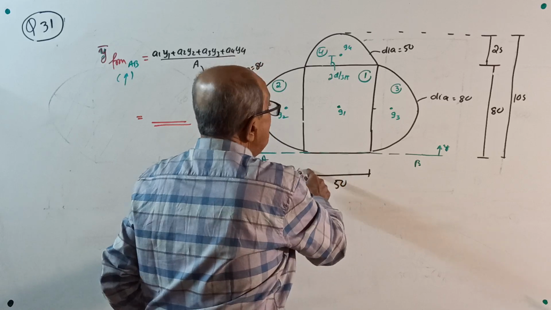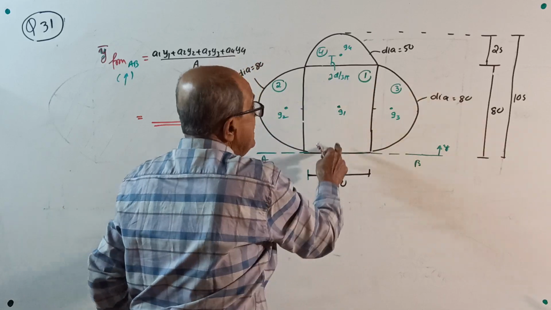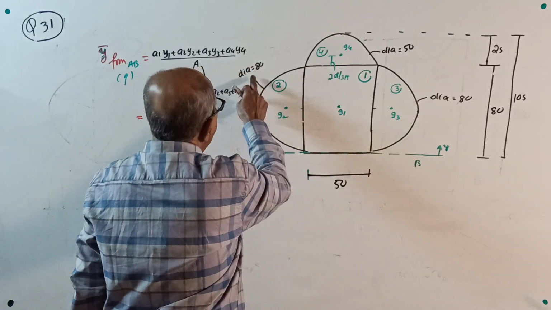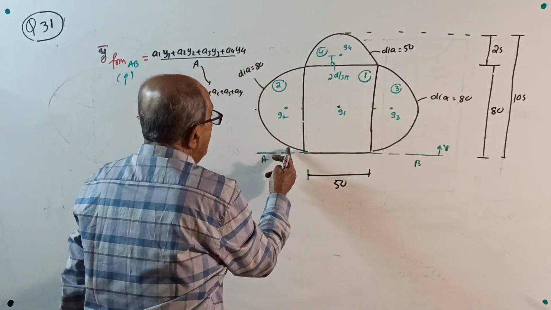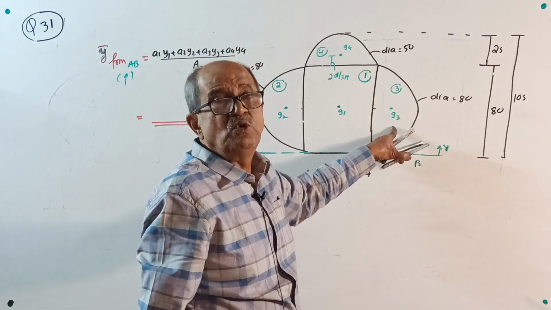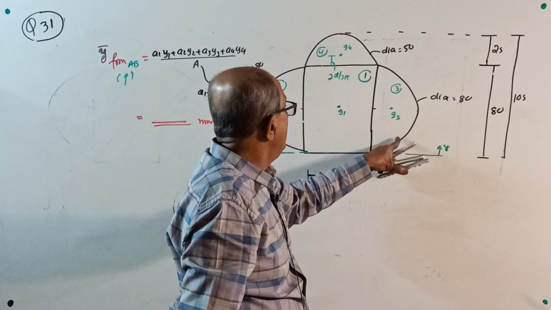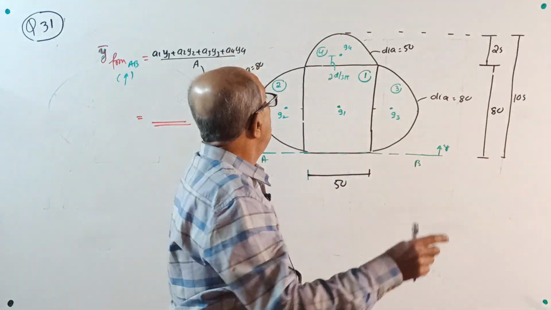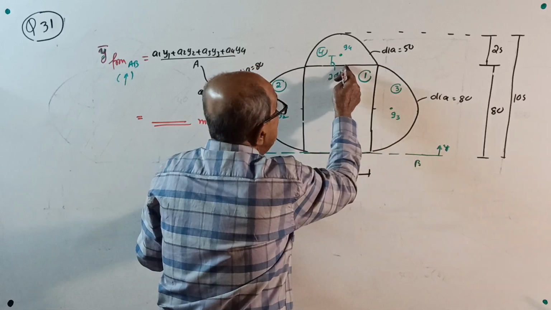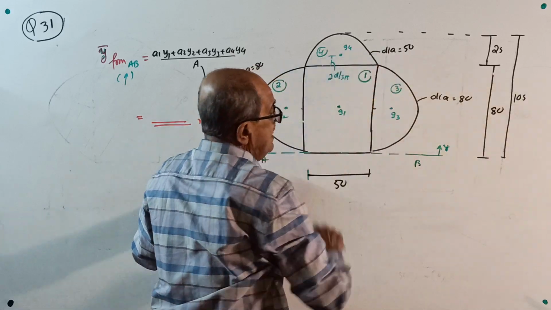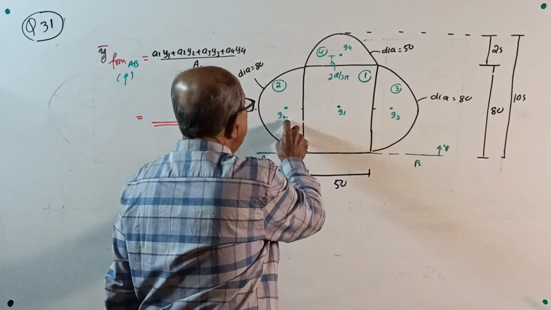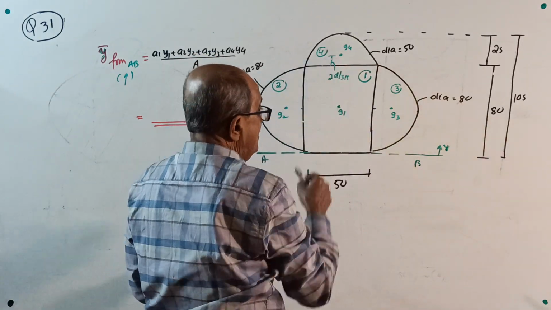Start. A1, 50 by 80 into 80 by 2. A1, Y1. A2, pi by 8 of 80 square into 80 by 2. Once again, A3, same as A2, pi by 8 of 80 square into 80 by 2. A4, pi by 8 of 50 square into 80 plus 2 into 50 divided by 3 pi. Divided by this area plus this area plus this area plus this area, you calculate.